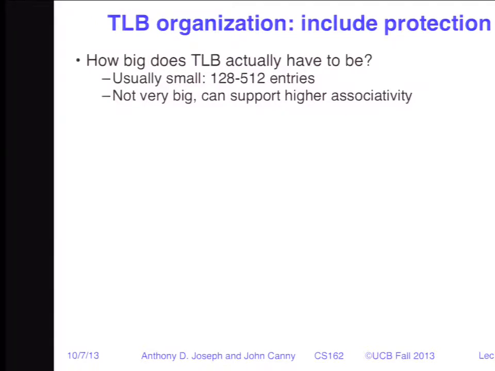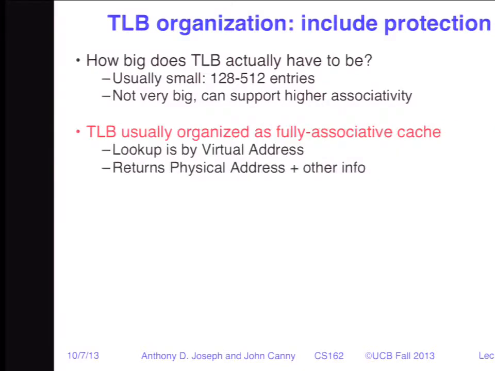And how big do we make it? Typically, it's not very big, 128 to 512 entries. So we can do fully associative. Lookup is by virtual address, and it gives us back the physical address. It gives us back the page table entry. So a bunch of other bits can come along also.